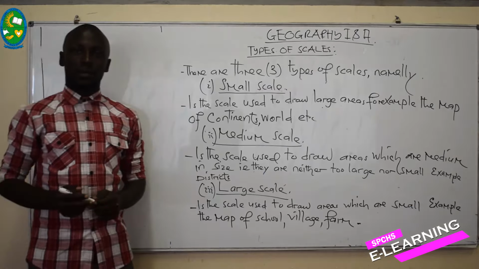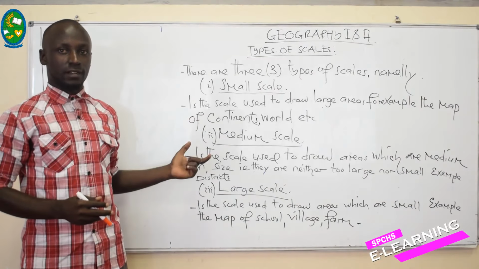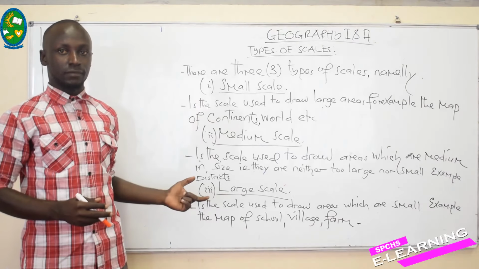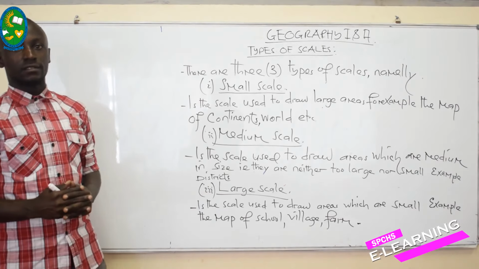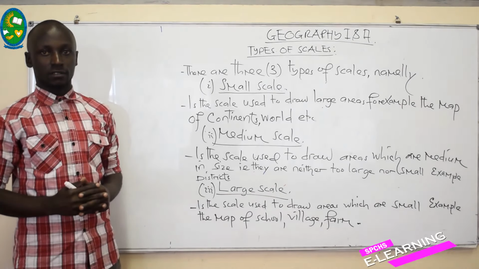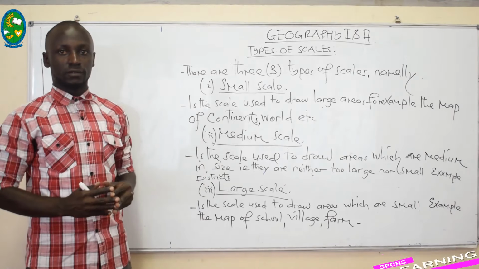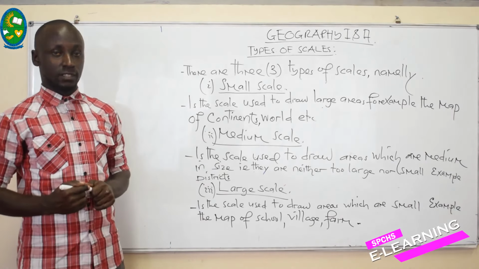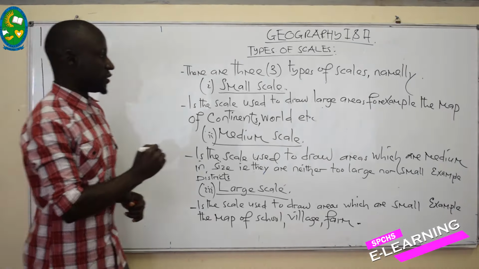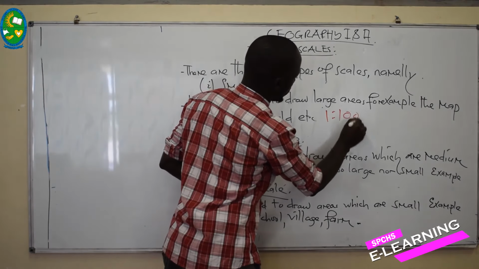Now let's discuss the types of scales. We have 3 types of scale: small scale, medium scale, and large scale. Starting with small scale, it is the type of scale used to draw very large areas, for example, the map of continents or the map of the world. An example of a number that can represent a small scale is 1 ratio 1 million.